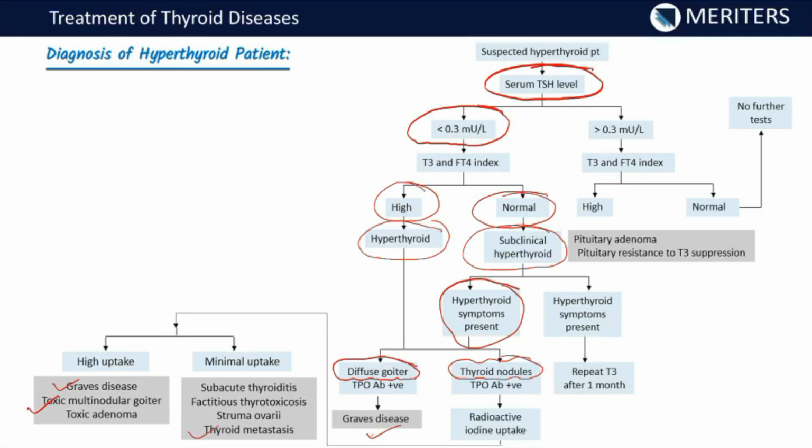Now if the level is more than 3, then what will happen? Again we go for T3 and free T4 indexing. If it comes out to be normal, then there is no need to go for further investigations. And if it's high, then it could be a pituitary adenoma or pituitary resistance to T3 suppression. So this flowchart is important.